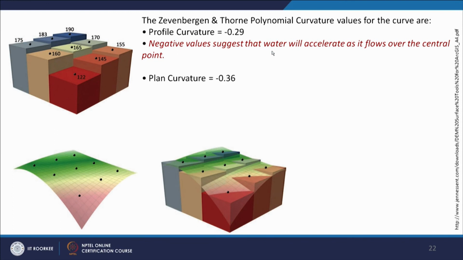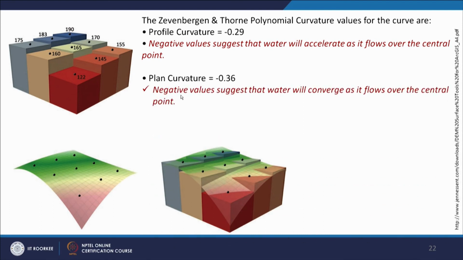The negative value suggests that the water will accelerate as it flows over the central point in this one, and the plan curvature here is minus 0.36, and that negative value suggests that the water will converge as it flows over the central point. Likewise the total curvature is a positive value, but a very small value, 0.01. So, using the Zevenbergen-Thorne method, with these input elevation values of a 3 by 3 grid of rows and columns, this is what we get in calculations.